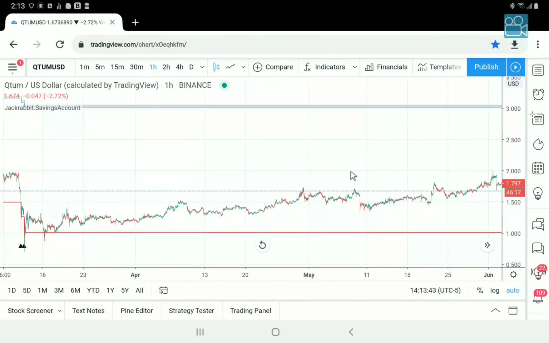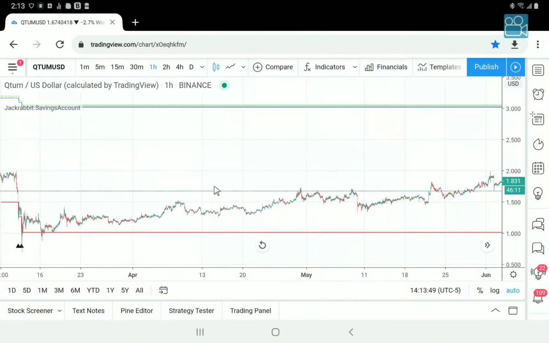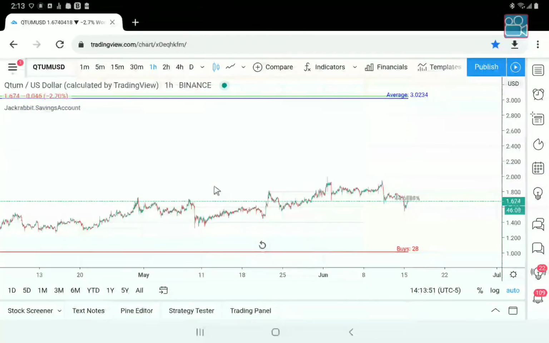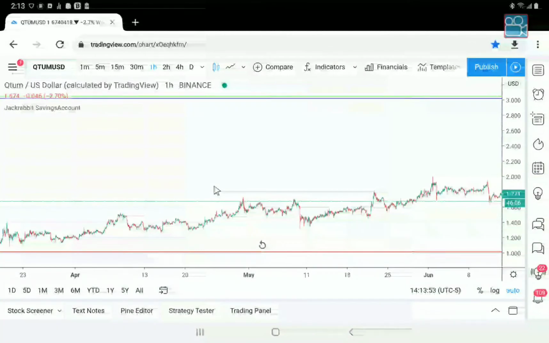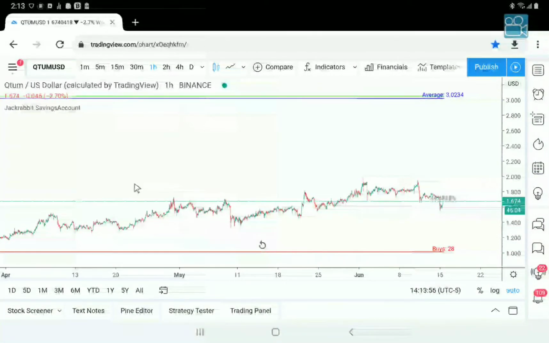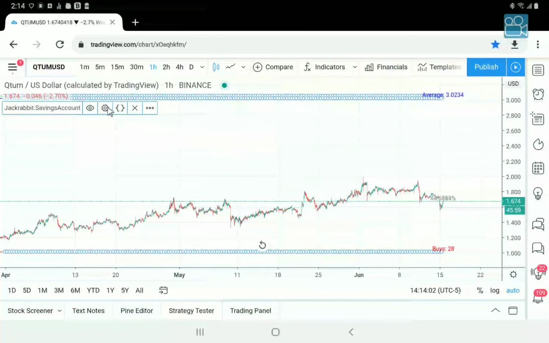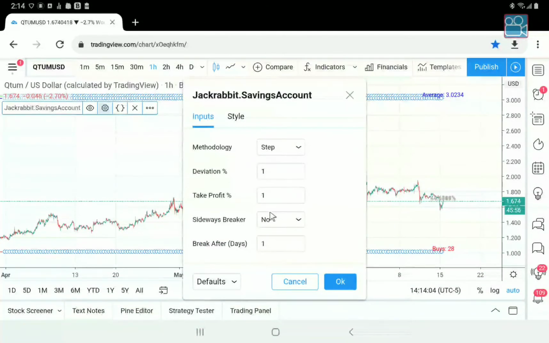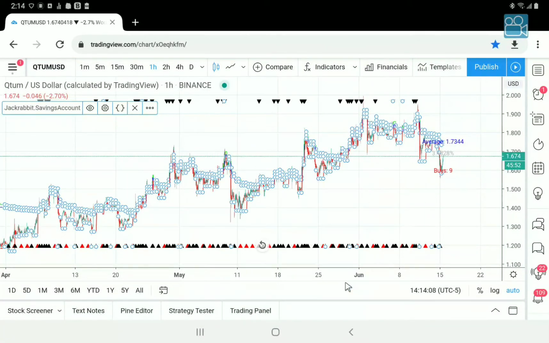Another sideways mess, and the thing of it is I like this coin, but after seeing this, it's not something I would necessarily openly trade. And it's nowhere even going near getting that. It's not close to getting near its average. So let's bring up the sideways breaker. Now that actually makes a difference.